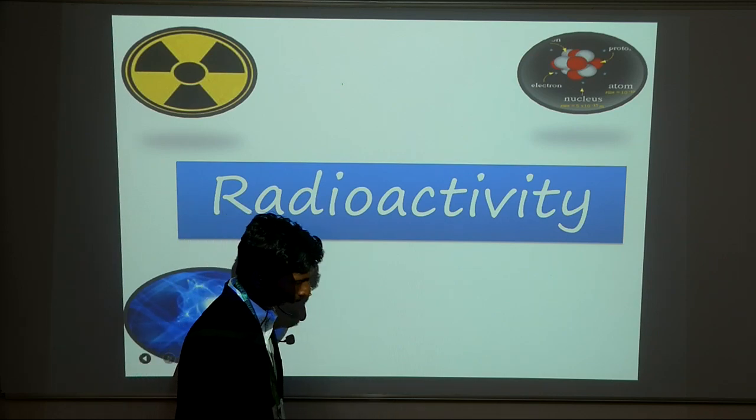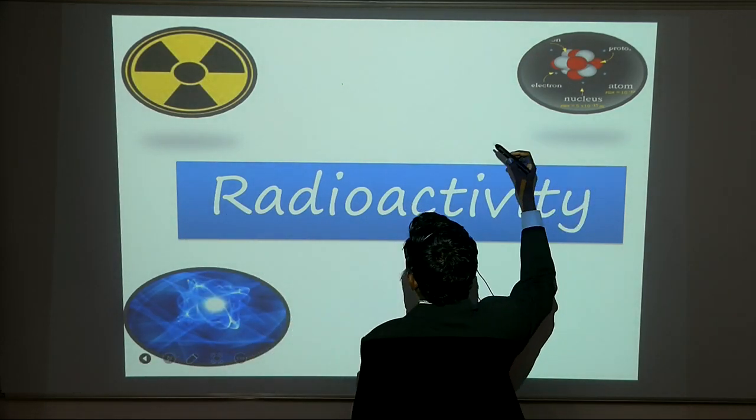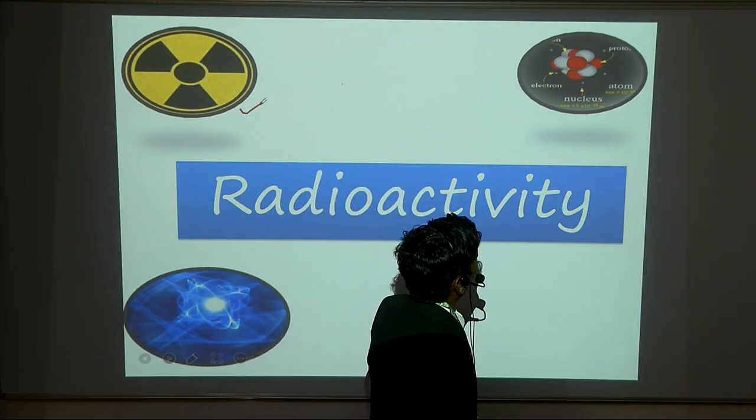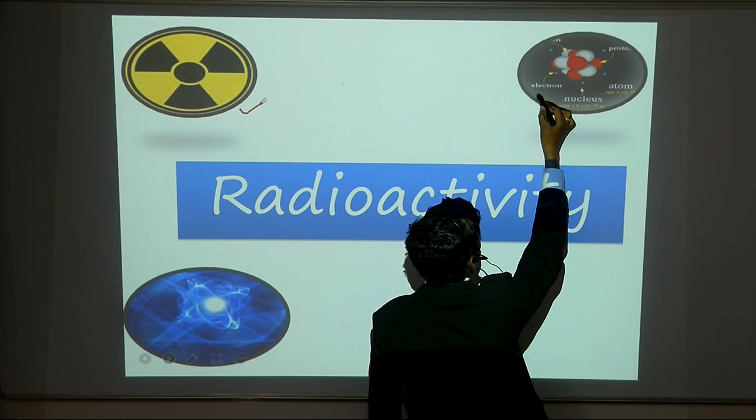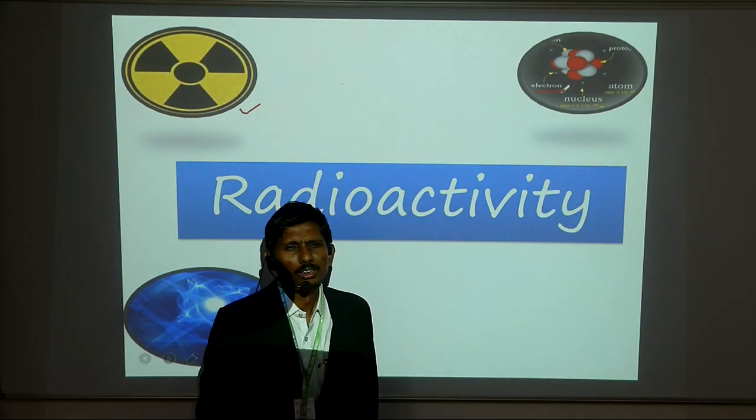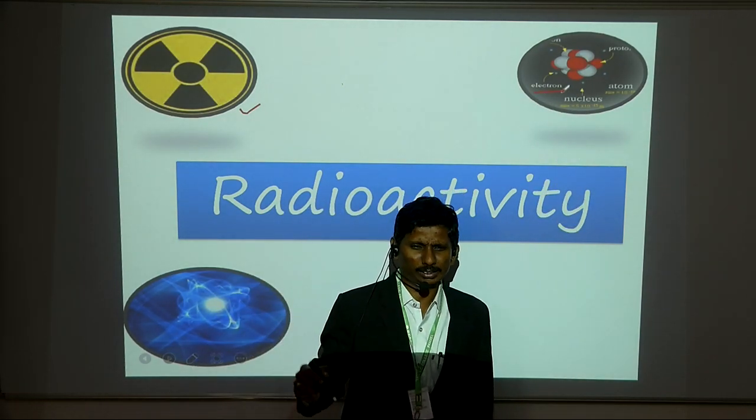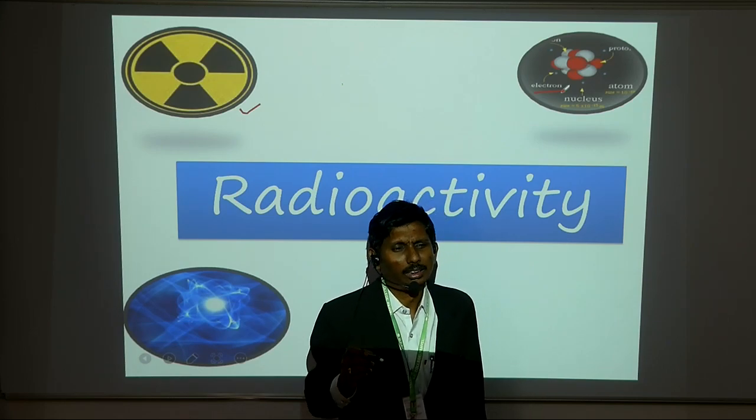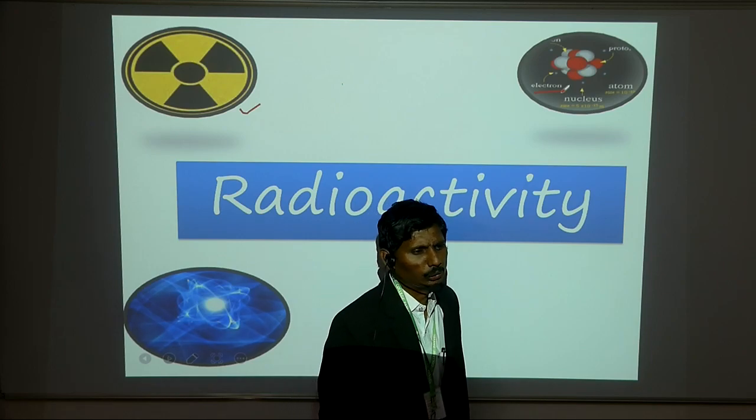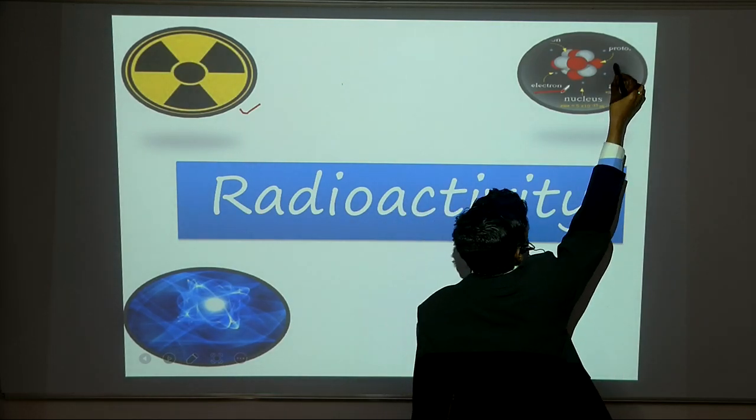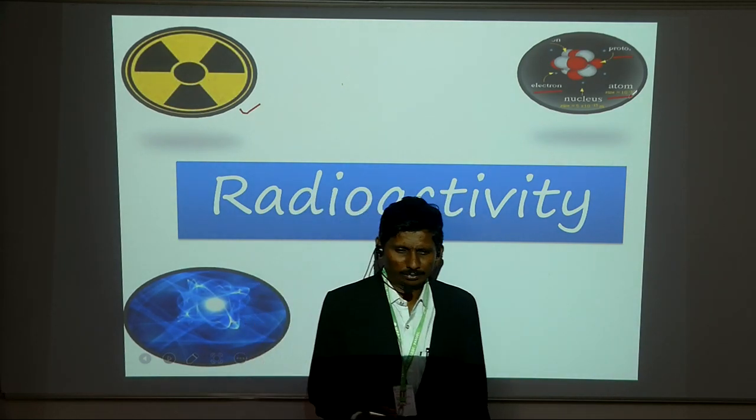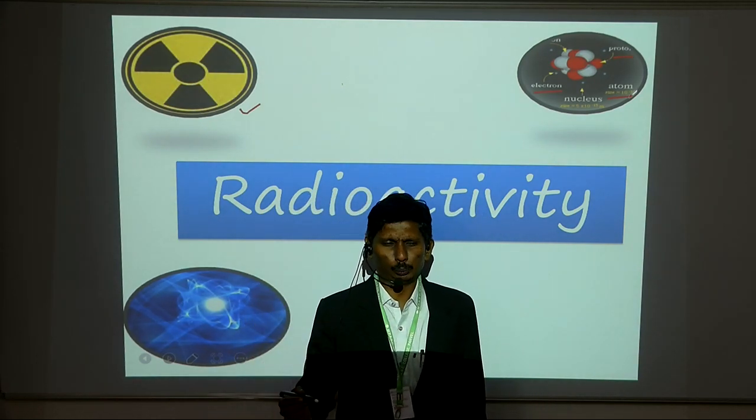Generally, what happens when we are considering the atom? This is the symbol of the radioactive material. In the atom, the electrons are revolving around the nucleus, and in the nucleus, the constituents, which are well known as nucleons, are the proton and neutron. The radioactivity phenomenon is related to the nucleus.